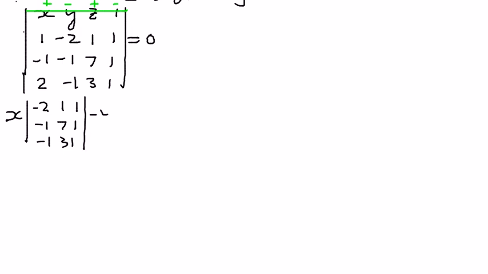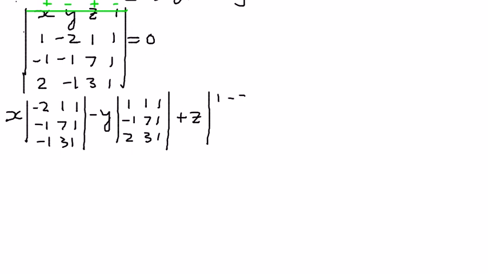And then minus y, the minor of that is going to be 1, 1, 1, -1, 7, 1, and then 2, 3, 1, right? And then plus z, the minor of that, which is going to be 1, -2, 1, -1, -1, 7, and then 2, -1, 3, like that.